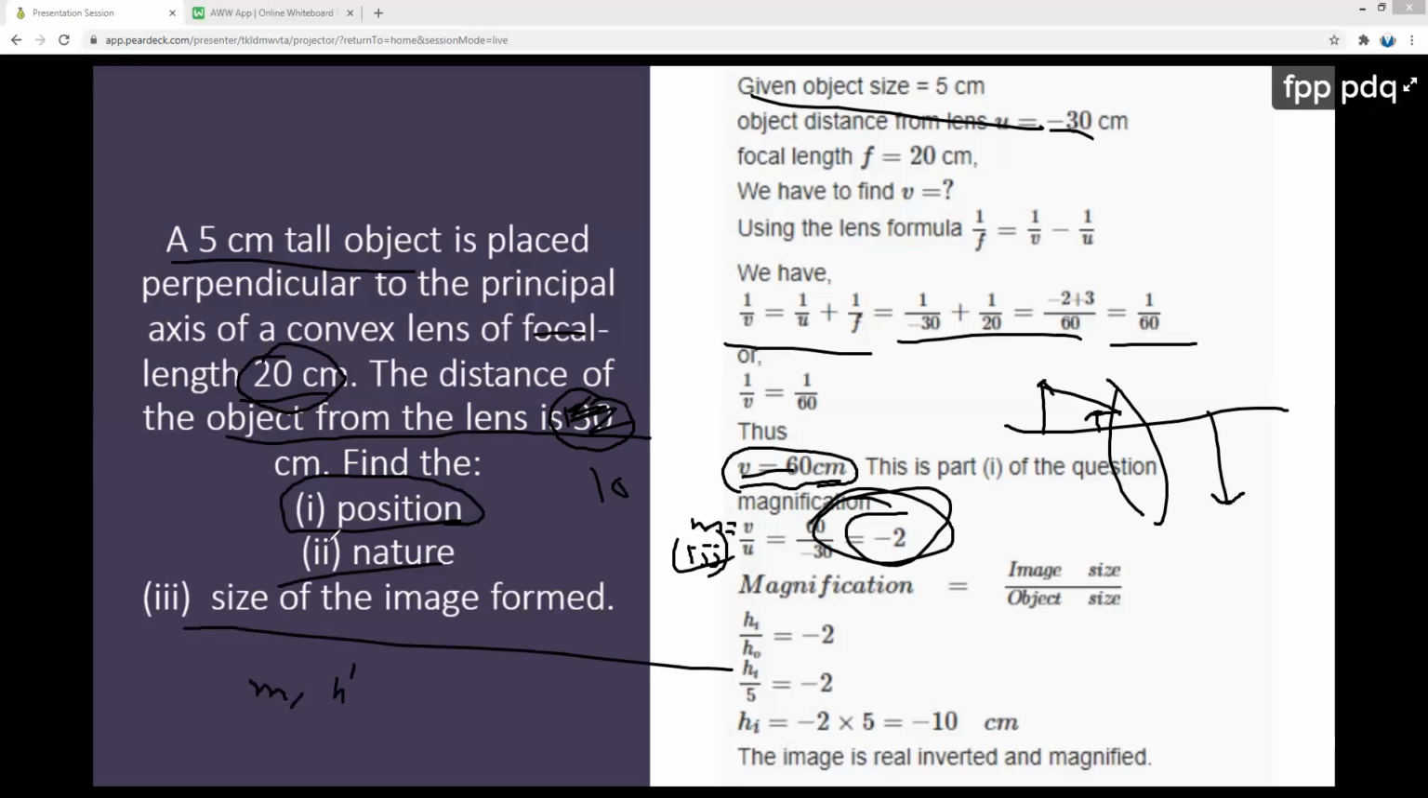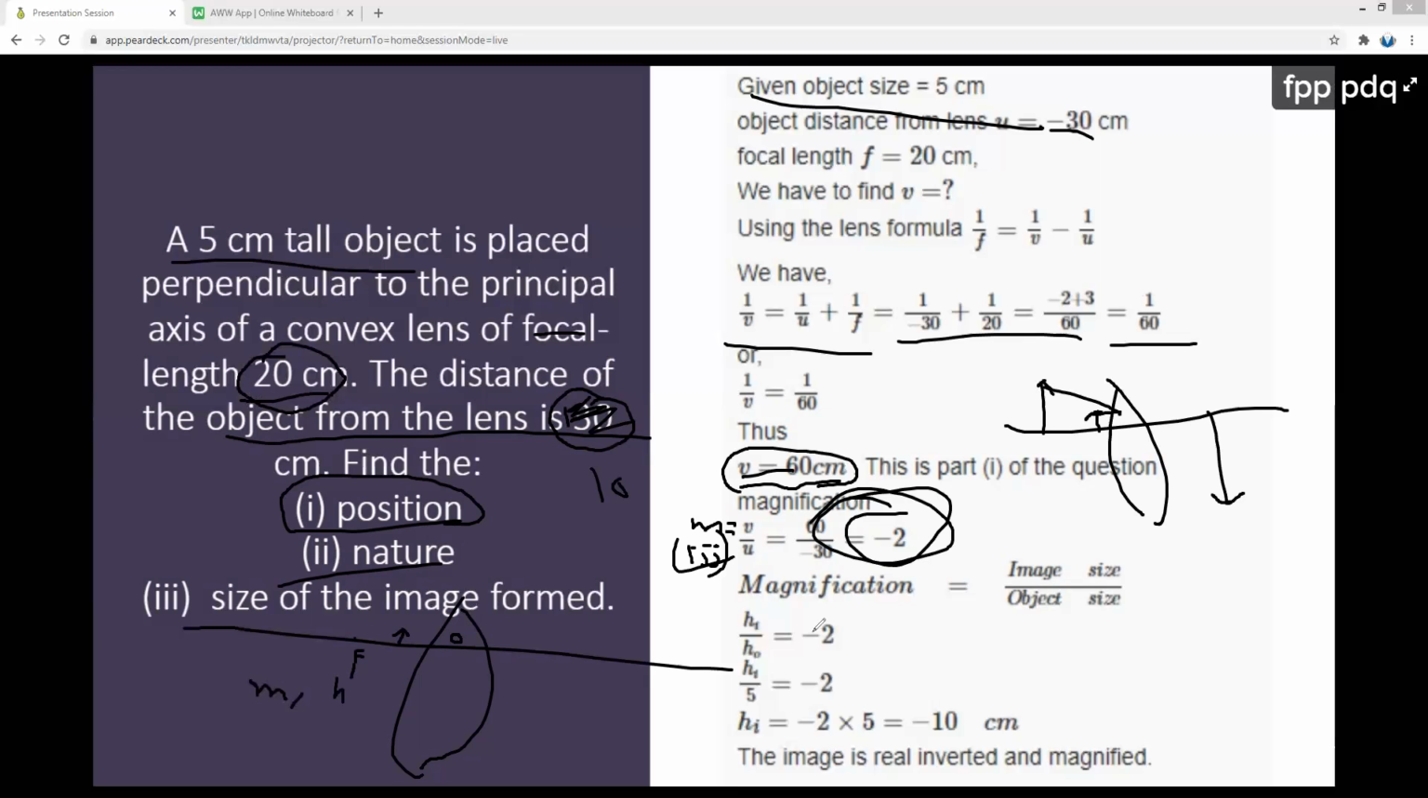It will be positive because this is the last case. This is the lens, this is the optical center, this is the focus. So if the focal length is 20 centimeter and the object is placed at 10 centimeters, it's between F and O. So it will be the virtual case. So that's why it will be positive. That's the first thing.